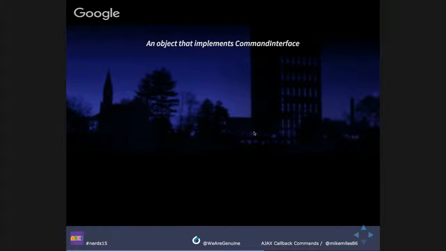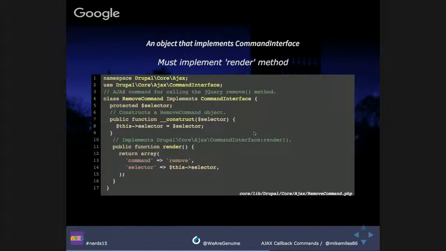And now on the PHP side, for callback commands, again, they're objects that implement the CommandInterface. They must implement the render method. And what that looks like is this. This is the RemoveCommand provided by Drupal 8 core, located in lib/Drupal/Core/Ajax/RemoveCommand.php. It's a PHP class that implements CommandInterface, which means it guarantees it has a render method. And all this method is returning is the basic array, the same array it was returning in Drupal 7 as a function. So it's just an object-oriented wrapper around the function from Drupal 7.